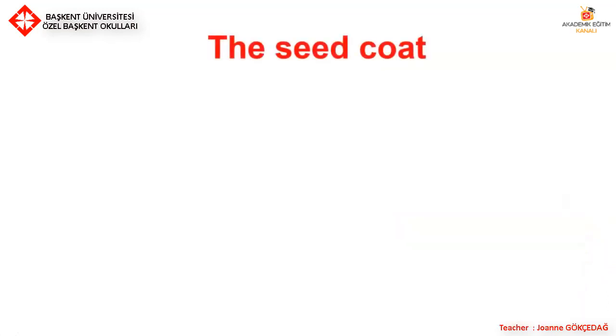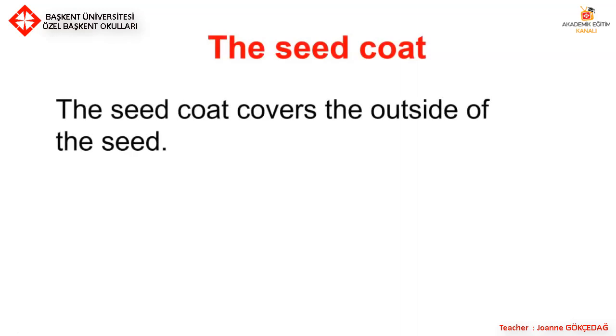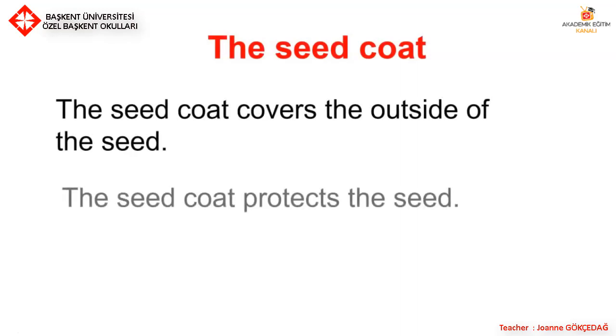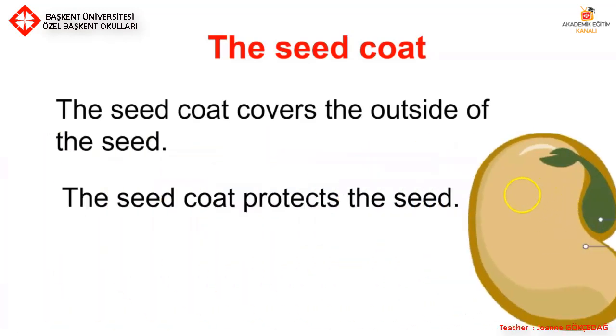The next part is the seed coat. Remember we talked about a coat being there to protect. So it covers the outside of the seed and it protects the seed while it's growing, while it's germinating. So it's the outer part of the seed.